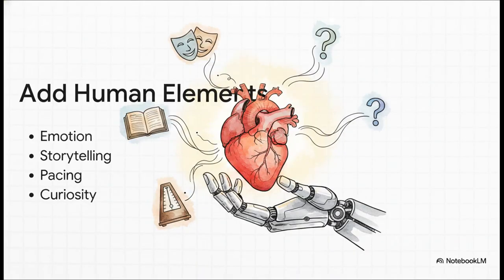But, quick caveat here. Relying 100% on automation without any oversight is a massive trap. If you just copy and paste raw AI output, it's going to feel totally hollow. You absolutely have to inject these 4 human elements: emotion, storytelling, pacing, and curiosity. AI is incredibly powerful, yes, but it's an assistant meant to do the heavy lifting. It's not there to replace your unique human perspective entirely.